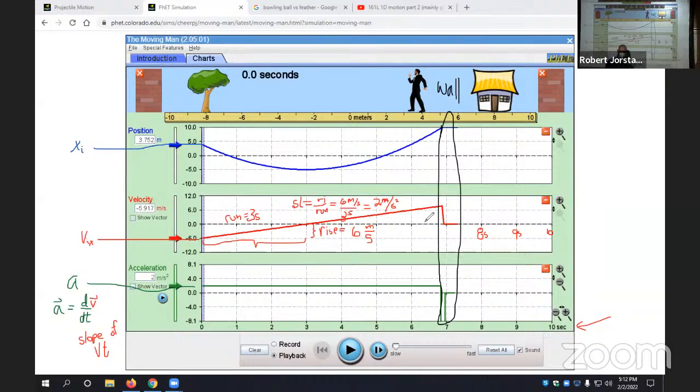So that's one of the things that I wanted to emphasize today: when we do problems with graphs, I want you to keep the units on the numbers because that could give us insight. So far, so good? Okay.